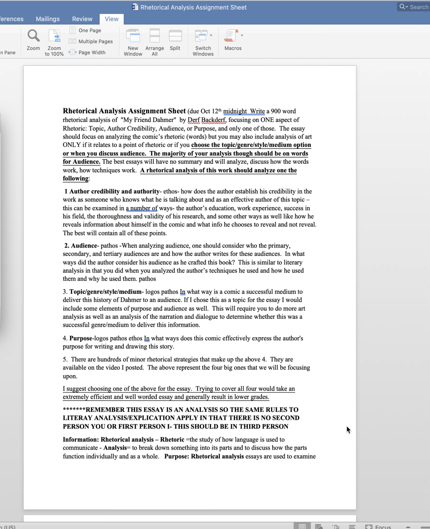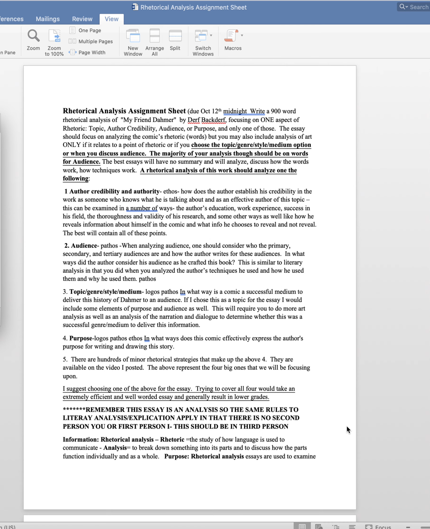So what we're going to be analyzing are the four main points of rhetoric in My Friend Dahmer. And you will choose one of the four main ones from below to focus the essay that you're going to write on. So, of course, author and author credibility is how an author establishes his or her credibility, how we can believe what they say, how they can become a trustworthy source.